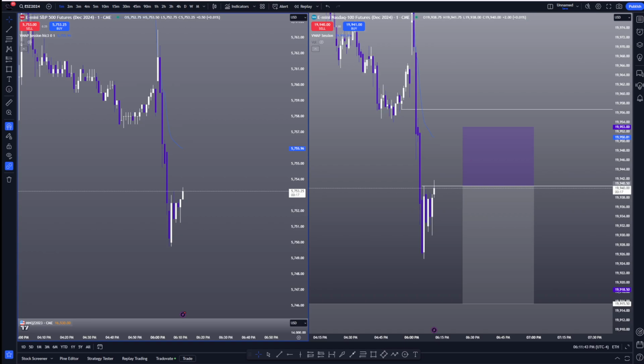Did we close above? All right, so we closed above our breaker on the 15 minute. So now we just got to wait and see which side wins.